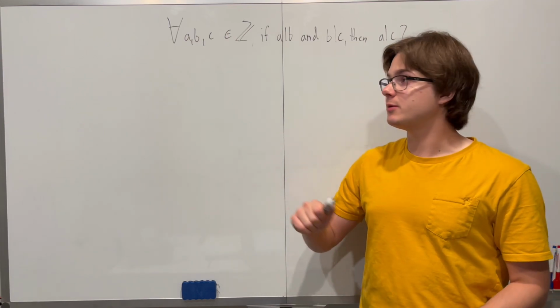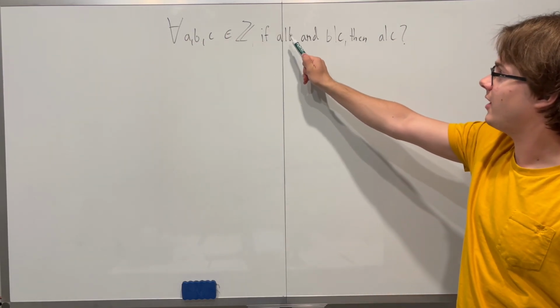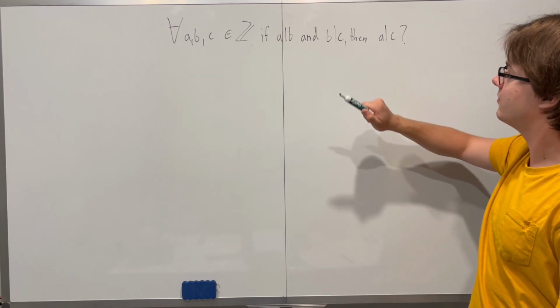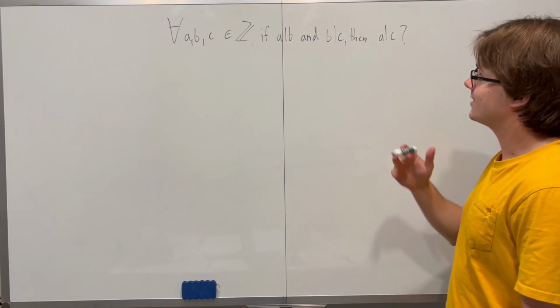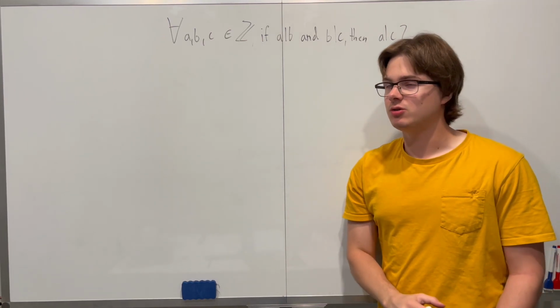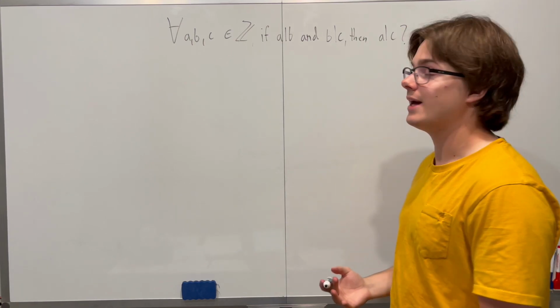Is the following statement true: for all integers a, b, and c, if a divides b and b divides c, then a divides c? Well, I can see this is true, but people oftentimes don't, so let's go ahead and do what people that don't see this do, and that's think of examples.